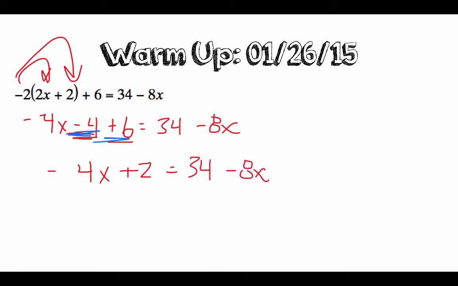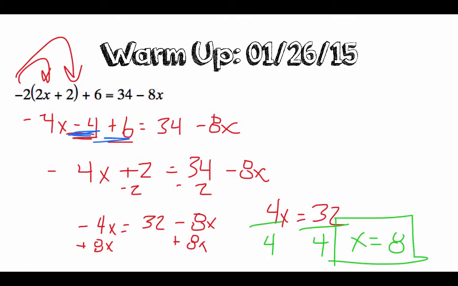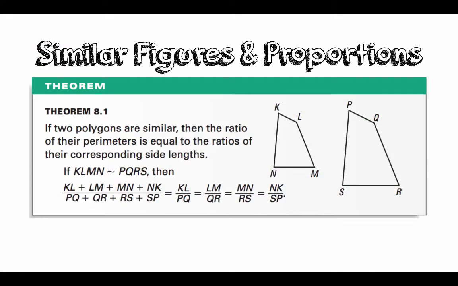Now, a couple different options you can do here. I'm going to subtract 2 from both sides. Left with negative 4x equals 32 minus 8x. Add 8x to both sides, and you're left with 4x equals 32. Now when we divide that by 4, x equals 8 once again. Just a simple multi-step equation. You guys can work through those. I know you can. So the big idea here is that we need to make sure that the corresponding side lengths are similar. And that means they're an equal ratio of each other.